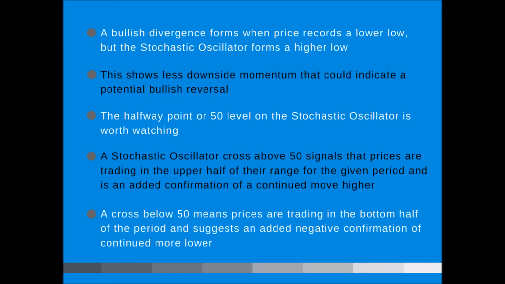Okay, a bullish divergence forms when price records a lower low, but the stochastic oscillator forms a higher low. So this shows less downside momentum in the bear trend that could indicate a potential bullish reversal.